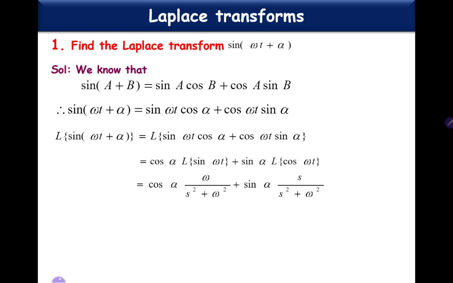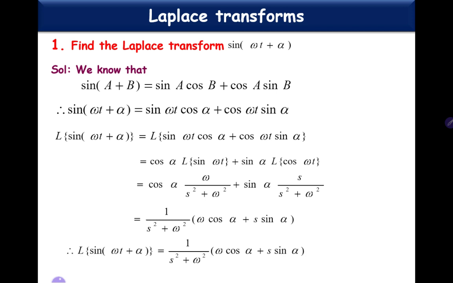So this gives cos alpha into omega by s square plus omega square plus sine alpha into s by s square plus omega square. If 1 by s square plus omega square is taken common, then we get 1 by s square plus omega square into omega cos alpha plus s sine alpha. So this is the Laplace transform of sine of omega t plus alpha.